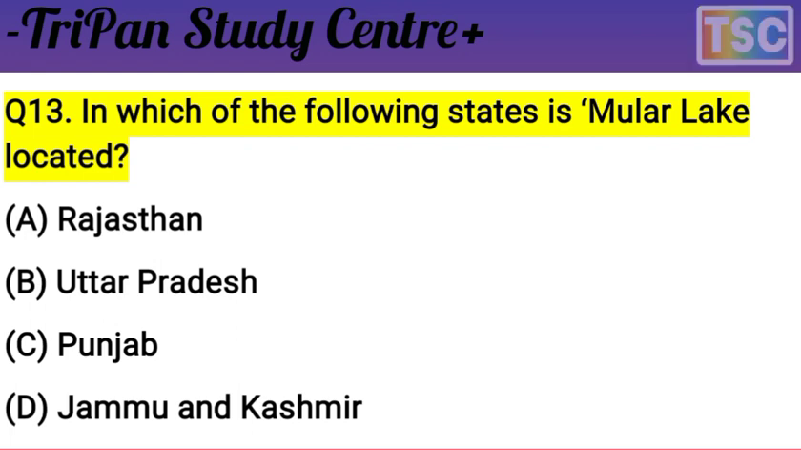But first of all, the most important thing here: Wular Lake in Jammu and Kashmir is the largest freshwater lake in India. It means option D is correct. Jammu and Kashmir. Wular Lake is a very important lake for Jammu and Kashmir because it is the largest freshwater lake in India, located in Jammu and Kashmir. Option D is correct. Let's see the next question.